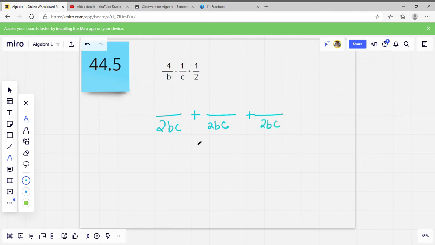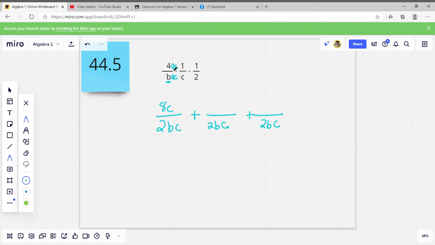Now I got to see what I did to this to make it be 2bc. So it already had a b right there, so I had to multiply times 2c. So I got to do the same to the top, times 2c. 4 times 2 would be 8c.